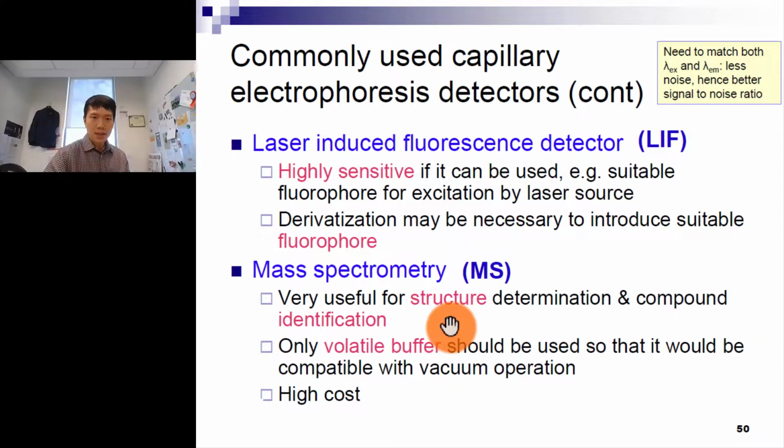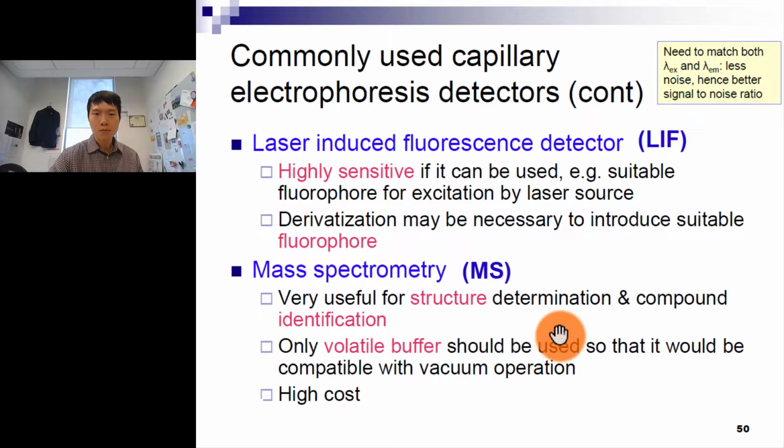For mass spec, it is very useful for structural determination and compound identification. So this is also about structural elucidation. Whereas for others, it's a bit harder. You might have the same migration time and peak height, but you are not sure what the identity of the compound is like. As we have learned in other spectroscopic and spectrometric techniques, spectrometry allows the fragmentation of the ions in a different way so that you can piece the puzzle together to identify what was the original species.